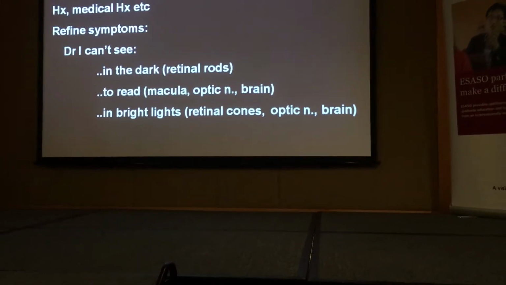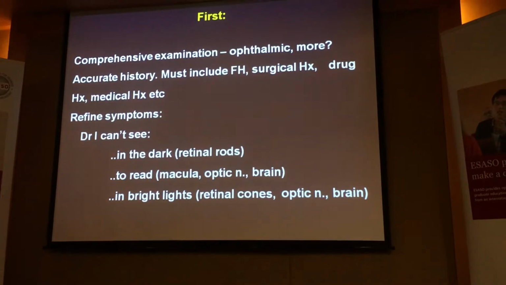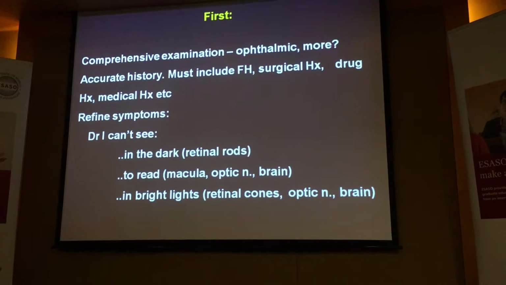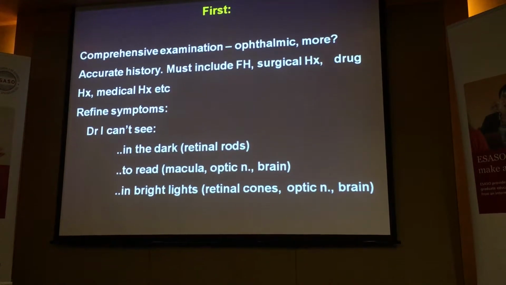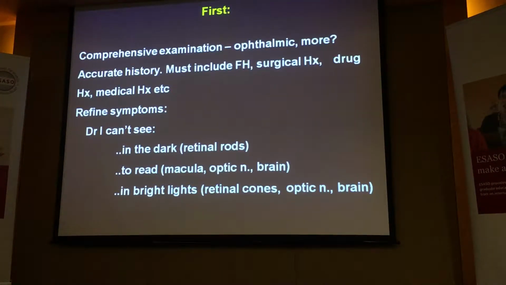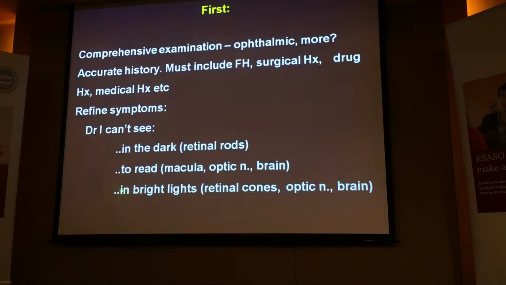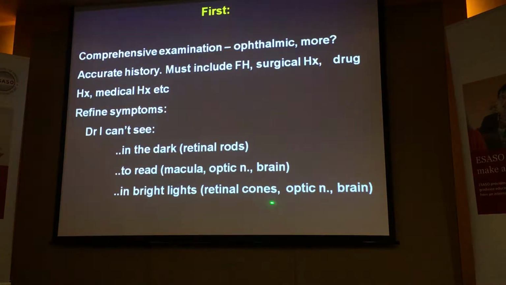Most patients who come along and say, doctor, I can't see, there's a bit which needs adding on. So, doctor, I can't see in the dark, which might suggest retinal rod system problems. Can't see to read, could be macula, optic nerve, intracranial, brain, etc. In bright lights, cone system problems, optic nerve, brain, etc. So refine where you're going and then investigate accordingly. Get your questions down so you ask questions that need to be answered.